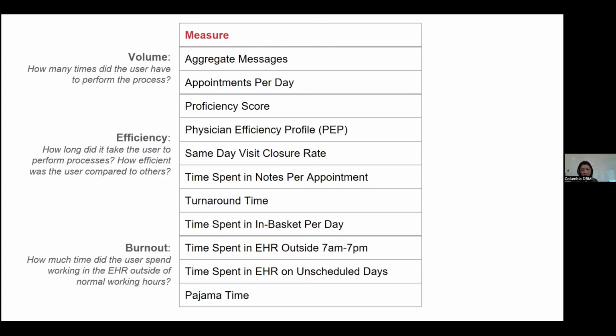And then the last area is called burnout, but what it's really measuring is time spent working in the EHR outside of what would be considered normal working hours. And the reason they called it this was because it's been shown that spending time in the EHR outside of normal working hours has been associated with increased burnout. So these 3 measures really just try to correlate what you would consider a normal working time. So 7 to 7, only scheduled days, or pajama time, which is 7 to 5:30 on weekdays and any time on the weekends.